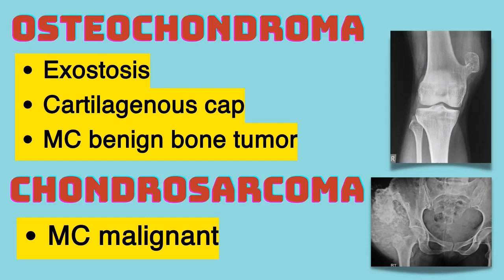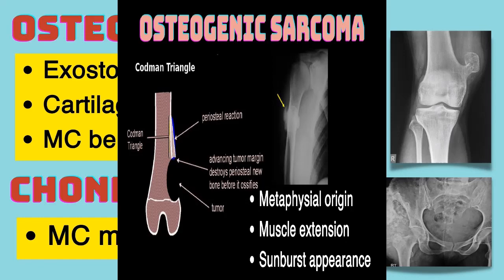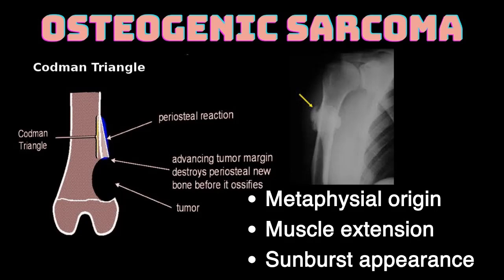This is the most common malignant one. This is called a chondrosarcoma. You already saw this. This is osteogenic sarcoma. Always think the knee area with this one: distal femur, proximal tibia, adolescent. So they talk about bone pain down here, the knee area, and a young adolescent, or maybe early 20s, always think osteogenic sarcoma.